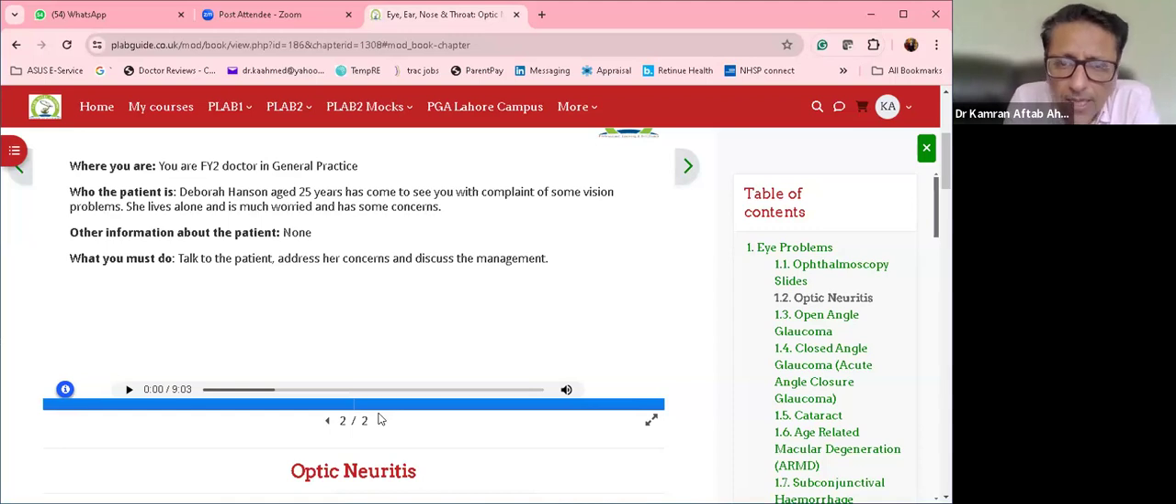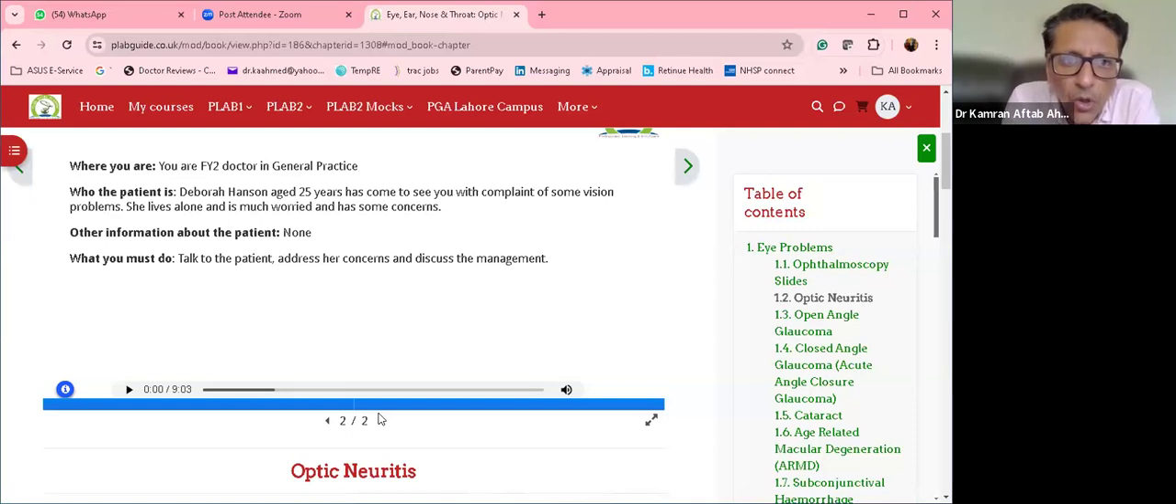For the pain, yes, the patient can be provided some analgesia, for example, paracetamol or cocodamol, etc. So this is what you should do anyhow. You need to relieve the pain of the patient. And we will take care of her eyes.